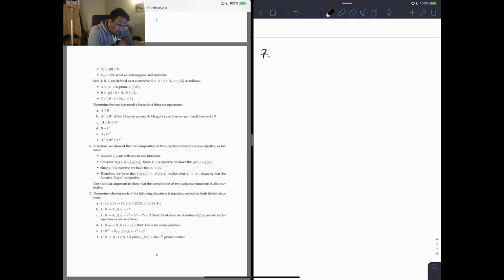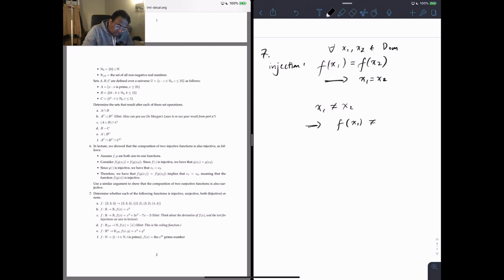Okay, lastly, we want to determine whether each of the following functions is an injection, a surjection, a bijection, or none of these. Remember, for it to be an injection, if two values in the domain map to the same output in the codomain, those two inputs had to be the same. Another way of looking at this is, for all x1 and x2 in the domain, if x1 and x2 are not equal, this means f of x1 and f of x2 are not equal.